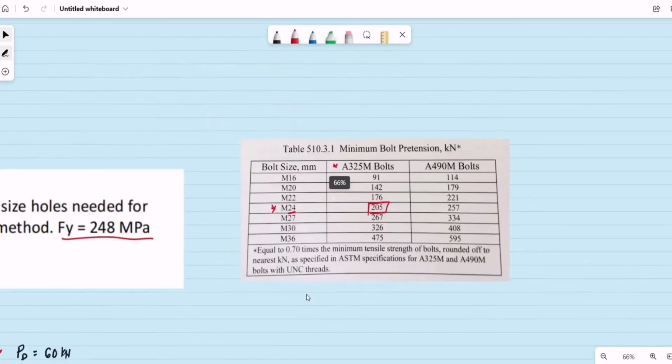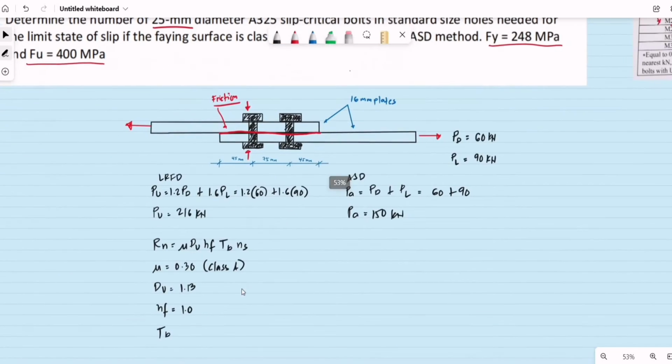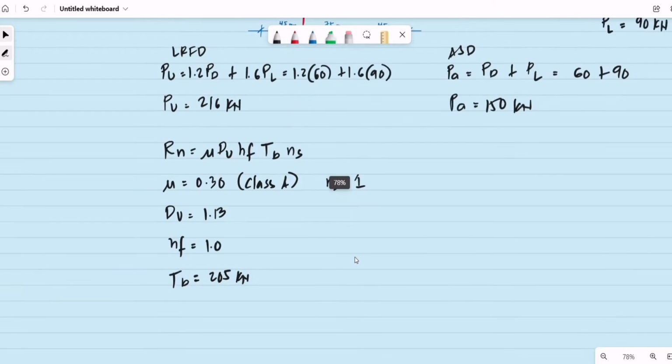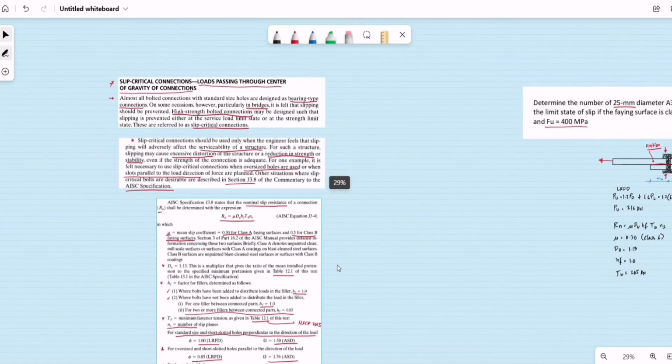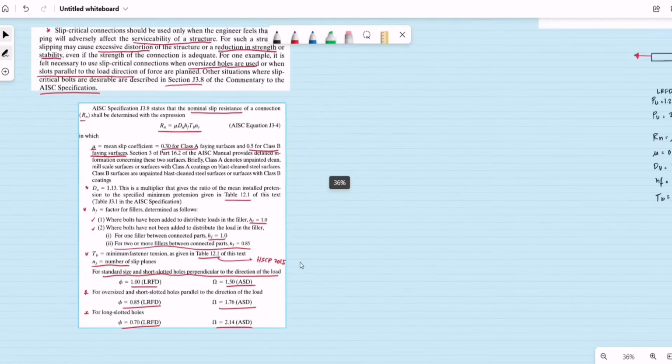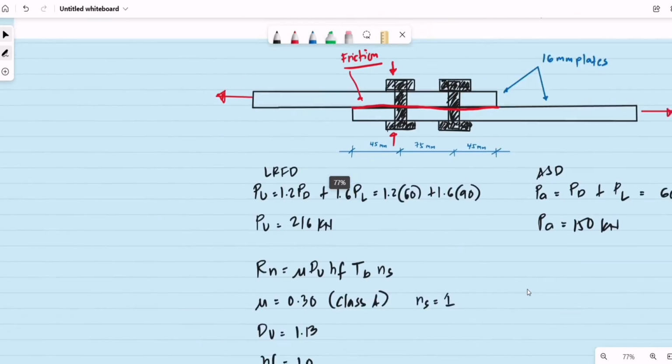Okay, from our NSCP, this is 25 mm. But again, we don't have 25 mm in our reference, so we are using the equivalent value for 24 mm, that is 205 kilonewtons. Then the number of slip planes for this one is equal to 1. So again, from our reference, N sub S is the number of slip planes. So we have only one slip plane.